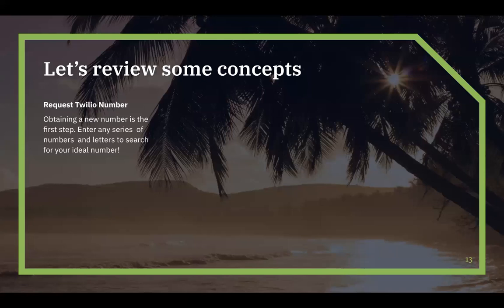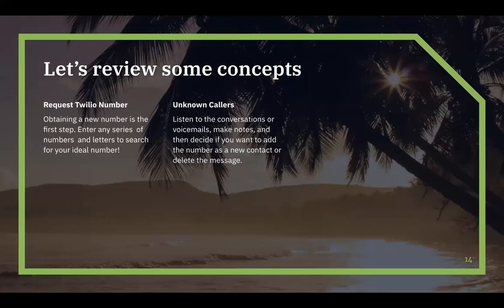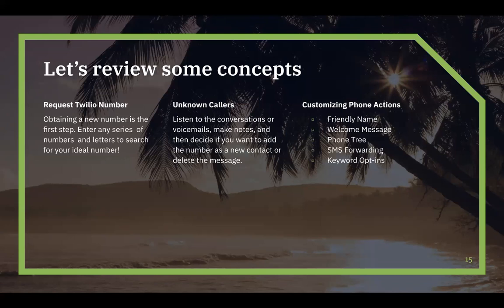A few concepts that we did cover today, there were a lot. This is just more of the overview of requesting a Twilio phone number. So enter a series of numbers and letters for your ideal phone number. Unknown callers, so listen to the conversations or voicemails, make notes, and then decide if you want to add them as a new contact or delete the message. Customizing your phone actions: friendly name, add a welcome message, integrate your phone tree, set up SMS forwarding so you don't miss any of the incoming texts, and then add keyword opt-ins to set up the automation and moving contacts throughout your account.